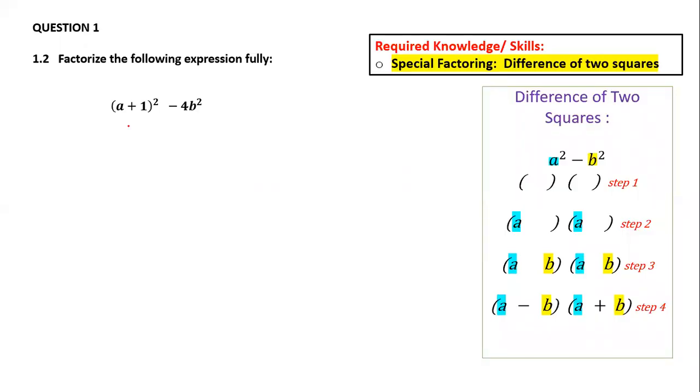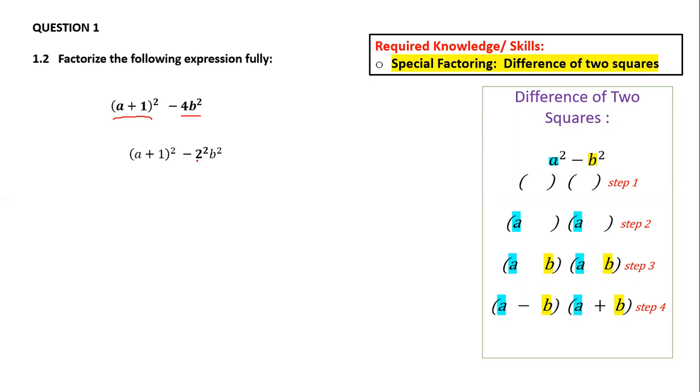So we can suspect that this is the difference of two squares because there is a square on this side and a square on that side. But notice that on this side, the square is only on the B and not on the 4. So we need to rewrite this 4 in such a way that it is affected by the square. So we can write the 4 as a product of its prime factors, which is 2 to the power 2.